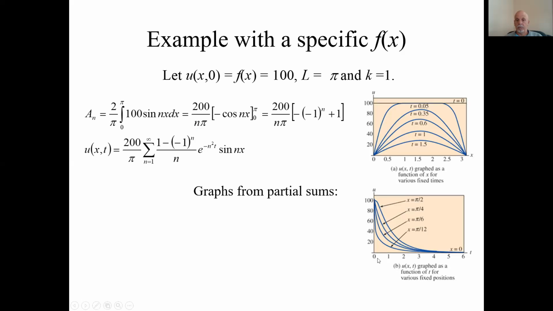This one is u of x, t, where this axis is for t, but for various x's. The highest temperature is in the middle of the rod at pi over 2 because the rod is length pi. It falls off fastest as you get to each end, that's where it falls off fastest. Anyway, that's what's going on with that solution.